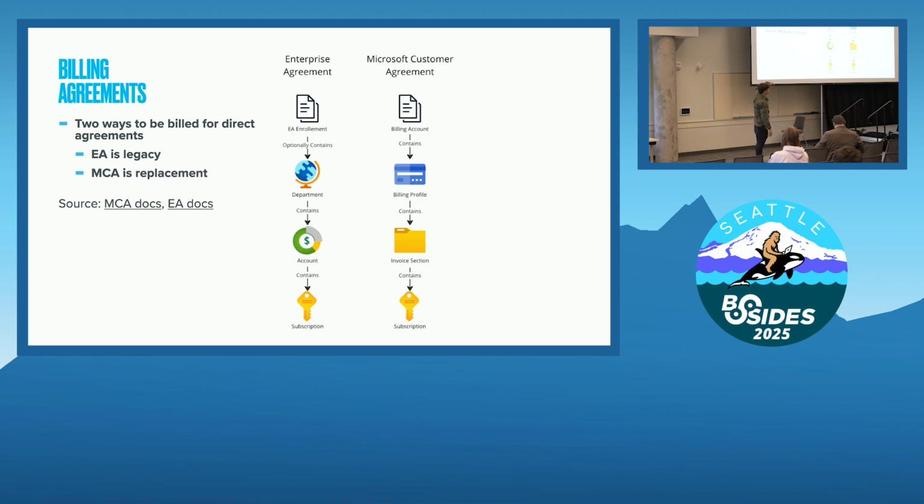Both of them have a similar kind of hierarchy. The exact hierarchy is not too important, but you've basically got something that represents the actual contract at the top. The department and the invoice section are ways to organize your billing into different sections, and those got swapped. Then you've got the billing profile, which is where the actual credit card is going to reside, and in the old version, that's the account. The subscriptions are then billed upwards through that hierarchy.